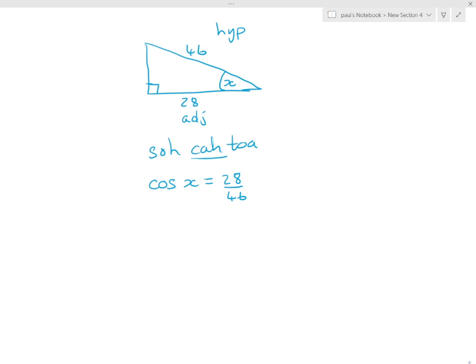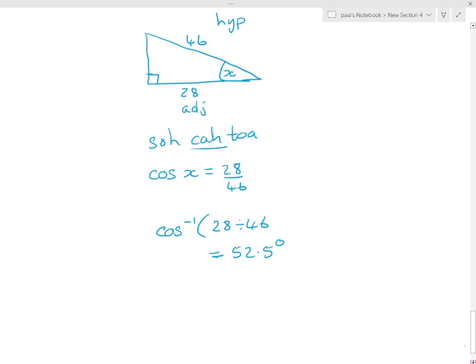So we're going from a number to an angle. So we do the following. We do shift cosine. Yeah. So you shift cosine, so you get on your display that, and then just do 28 divided by 46, and that should give you the answer. Shift cosine 28 divided by 46 is 52.5. 52.5 degrees. Yeah.